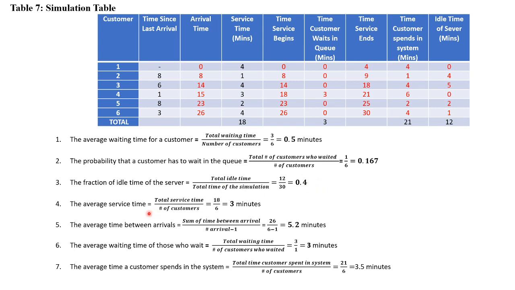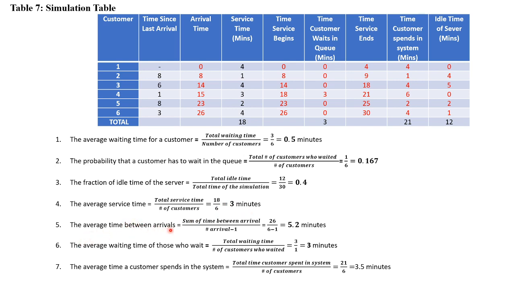The average service time is equal to the total service time divided by the number of customers. So the total service time, we added everything, and we are getting 18 divided by the number of customers, 6, and that gives us 3 minutes.